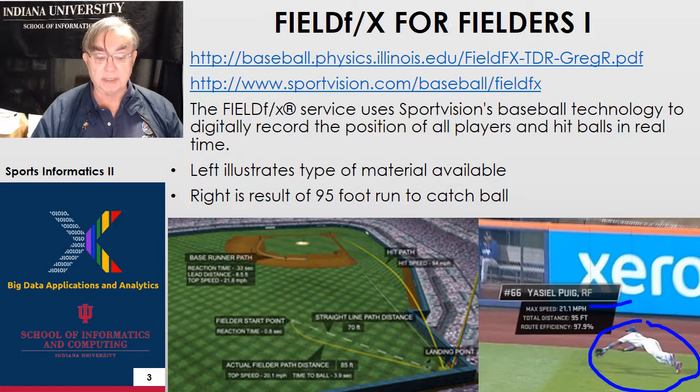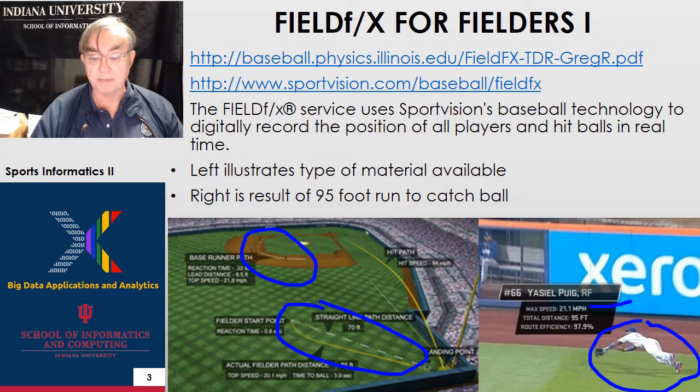And here are some similar types of pictures. Here are the actual baseball runners, and here is the fielder running, and here's the straight line, and here's the actual path. This ball was hit right along the foul line here, but I gather it's probably a fair ball.